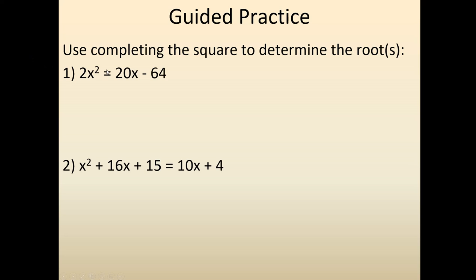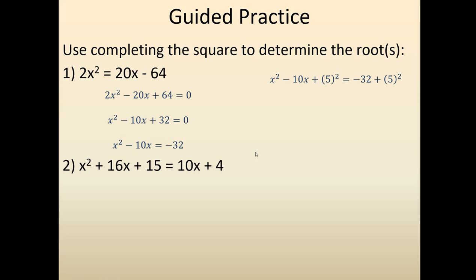All right, so the first thing that we need to do for question one is move the 20x and the minus 64 over to the other side. So we end up having 2x squared minus 20x plus 64. Before we even continue with completing the square, there's a non-1 term in front of the x squared, so we have to divide everything by 2. So 2 divided by 2 is 1, 20 divided by 2 is 10, and 64 divided by 2 is 32. So we get this. Then we move the 32 over to the other side, so we have x squared minus 10x equals negative 32.